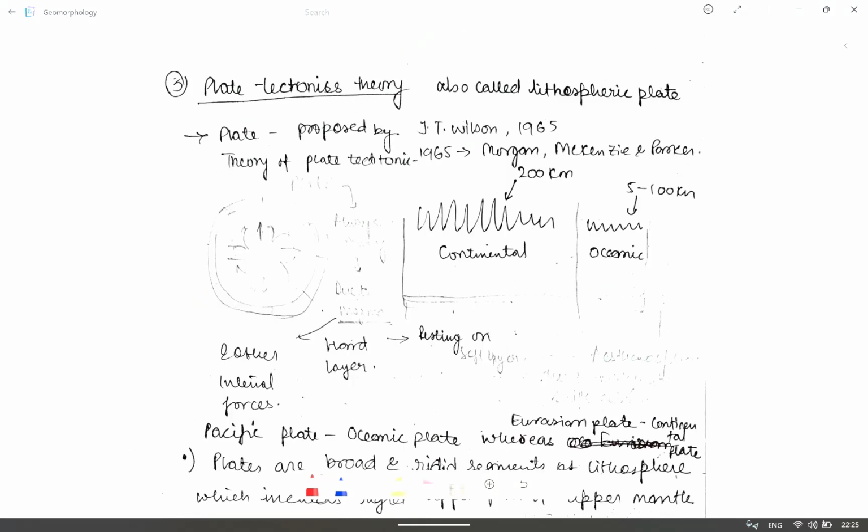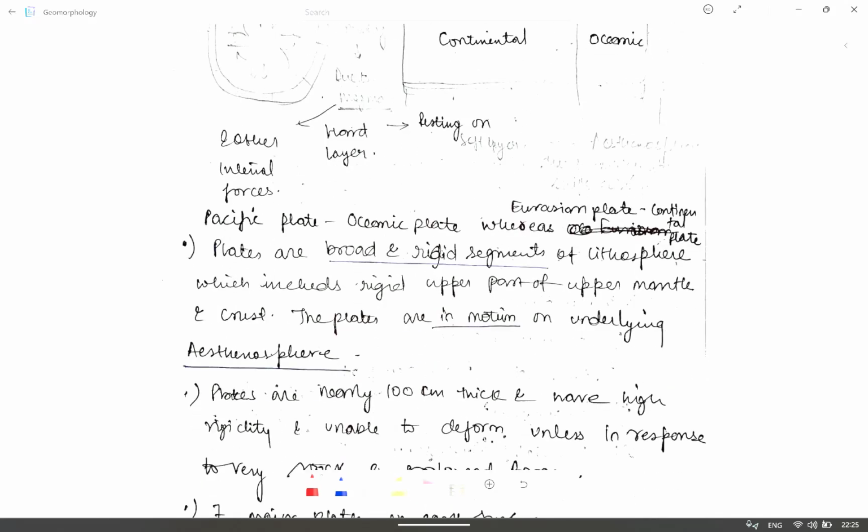Next is plate tectonics theory, which we also call the lithospheric plate theory. First, what are plates? The formation of plates theory was given by J.T. Wilson, and then the theory of plate tectonics was given by Morgan, McKenzie and Parker. Plates are broad and rigid segments of lithosphere, which include the rigid upper part of the upper mantle and the crust.